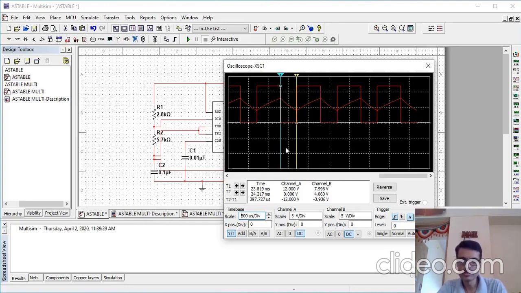So this is an asymmetric astable multivibrator. It is called asymmetric astable multivibrator because the on period is not equal to the off period. So here the on period is more and the off period is a bit less.